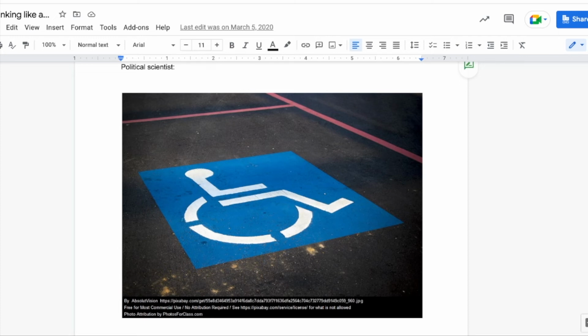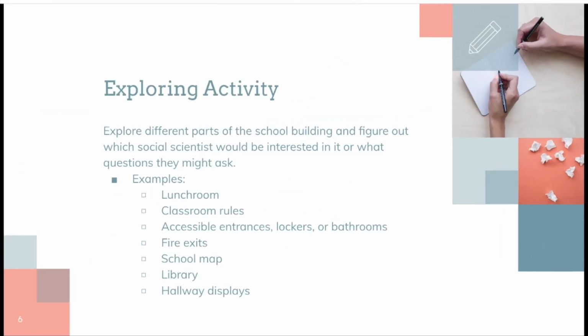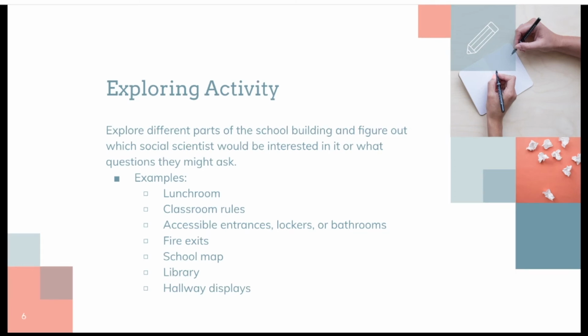Modify this activity by using an image related to the content being learned in the unit or as a warm-up before the unit begins. A second possible activity is the exploring activity. Explore different parts of the school building and figure out which social scientists would be interested in it or what questions they might ask. So some places you could explore would be the lunchroom. You could look at some classroom rules, find accessible entrances, lockers, and bathrooms, look for fire exits, take a look at a school map, explore the library, and check out the hallway displays. There are lots of different things that the various social scientists would be curious about.